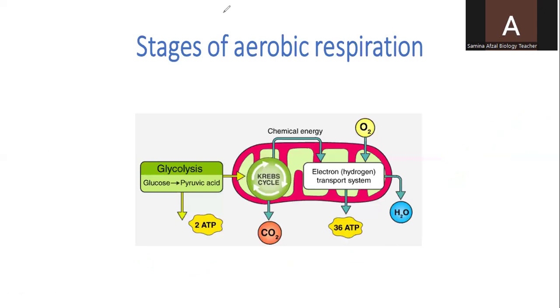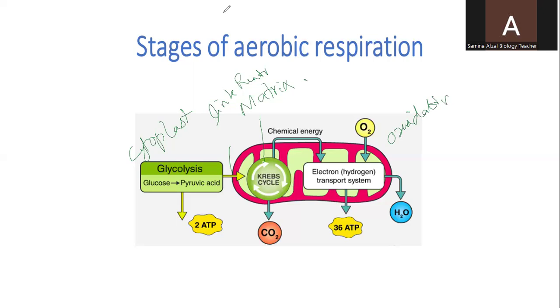These stages have been shown in this diagram, and you can see the first stage is glycolysis, which takes place in the cytoplasm, and the second is the link reaction, and the third stage is called the Krebs cycle. The Krebs cycle and link reaction take place in the mitochondrial matrix, and then the last stage, which is the electron transport chain or oxidative phosphorylation.